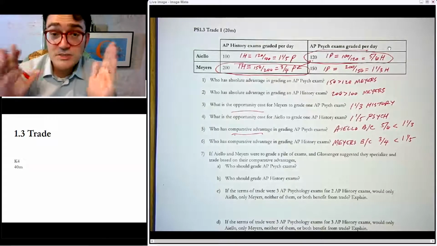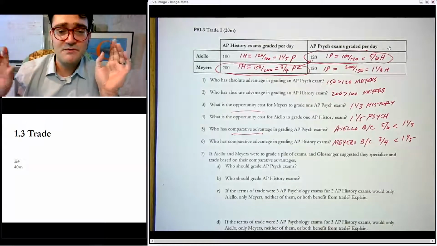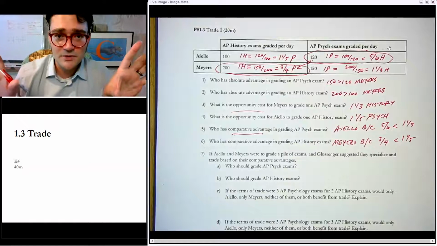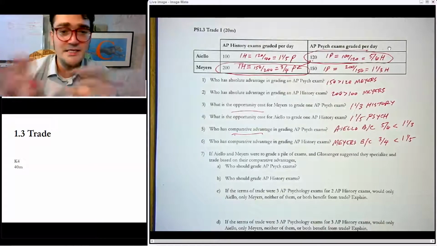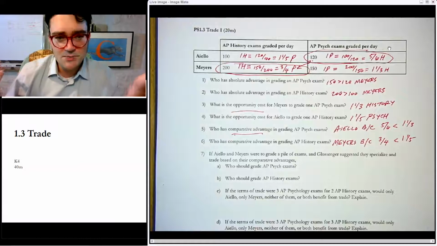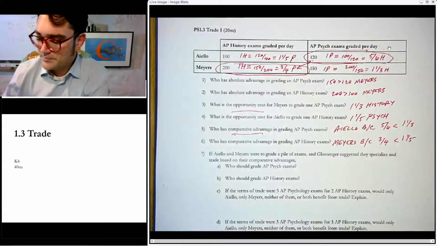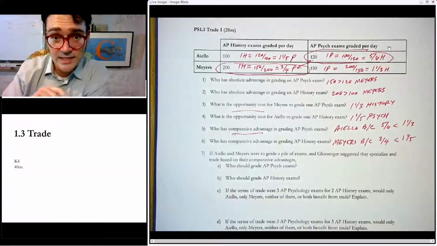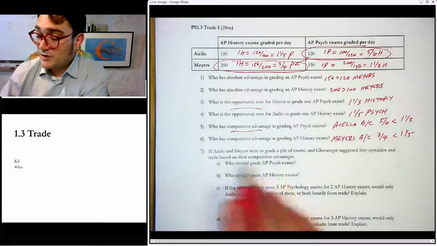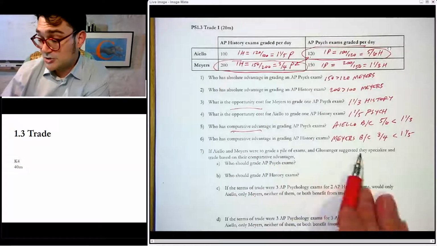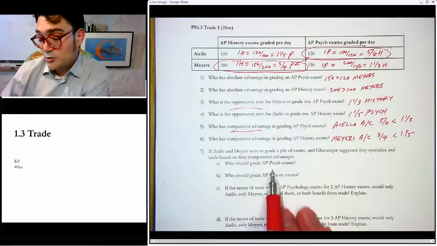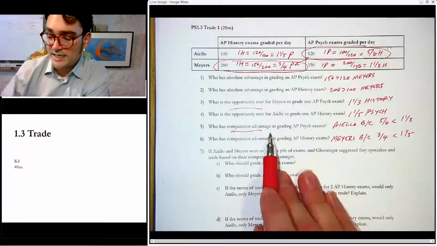Now, I'll 100% tell you this: 24,000 and 15,000 have absolutely no meaning whatsoever. The number that you get at the end doesn't mean anything. It's actually just whichever one's bigger if it's an output style problem. Now, that's the quick and dirty method. Don't say that I taught you how to do it. Now, if they were to grade a pile of tests and Glossinger suggested they specialize in trade, who should grade psych? Well, whichever one has comparative advantage in it. So in that case, it's Aiello.